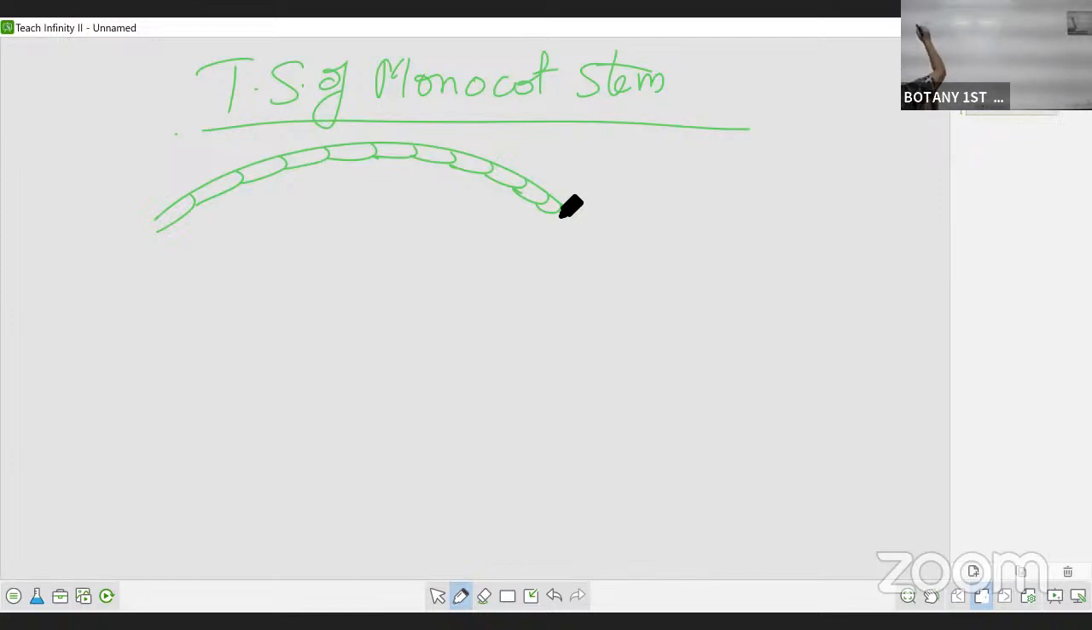Now, this epidermis is covered externally with a thin cuticle. Okay, thin cuticle. And here trichomes, that is the hair-like structures, are completely absent. Now comes the cortex. Here, we cannot say it is the cortex because that is called the ground tissue. In the monocot stem, the cortex zone is completely absent and is called the ground tissue. Ground tissue is divided into two parts.